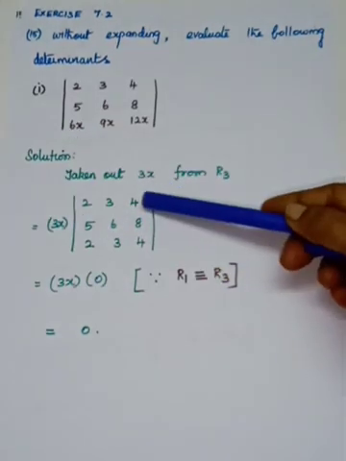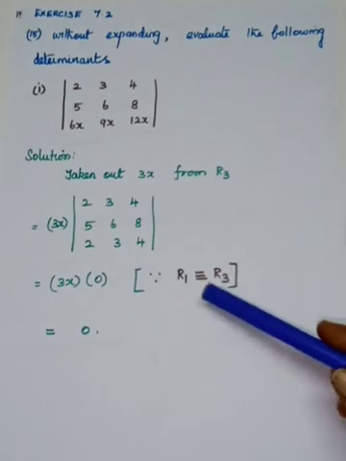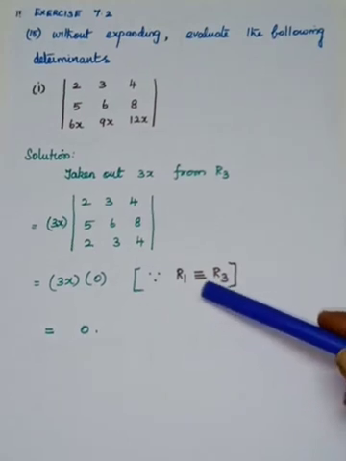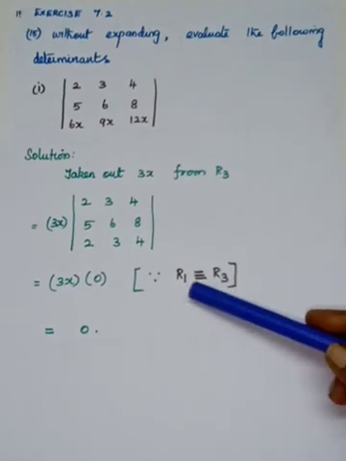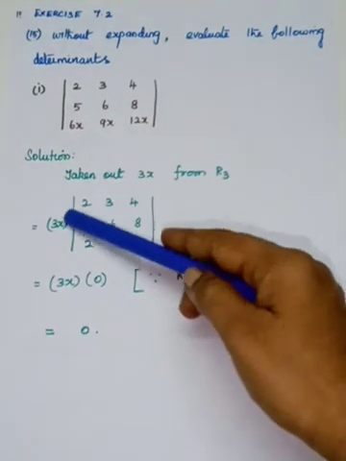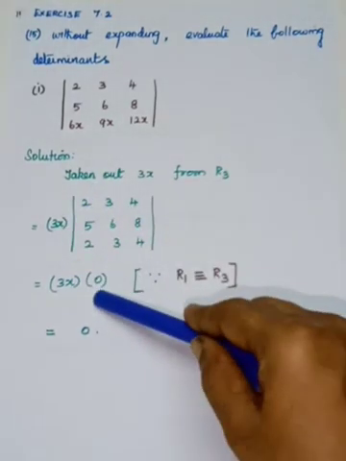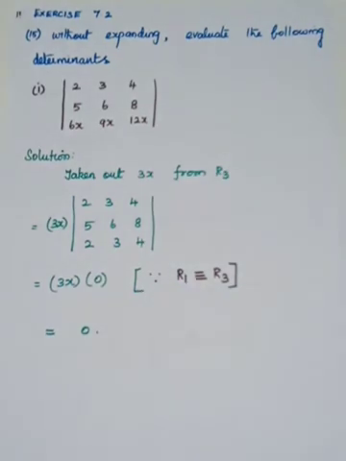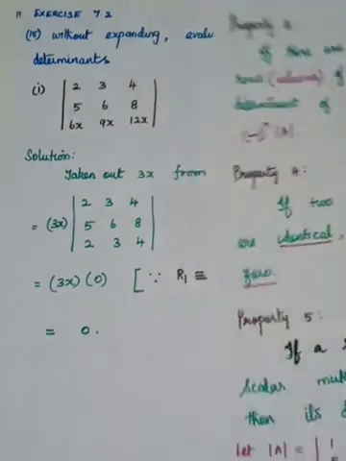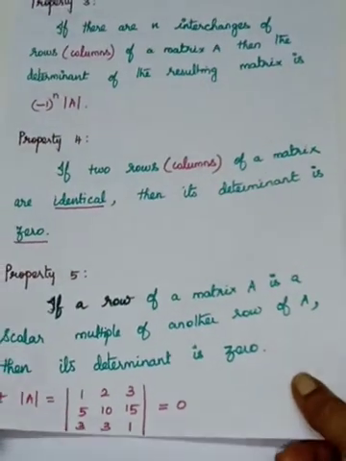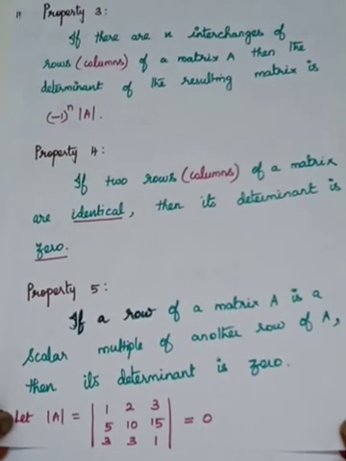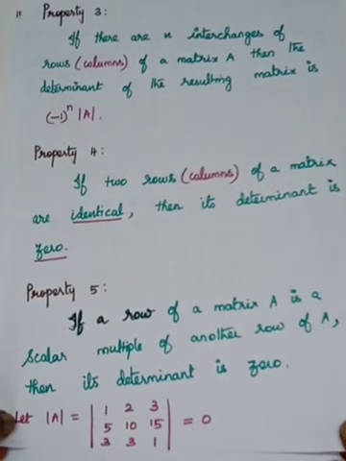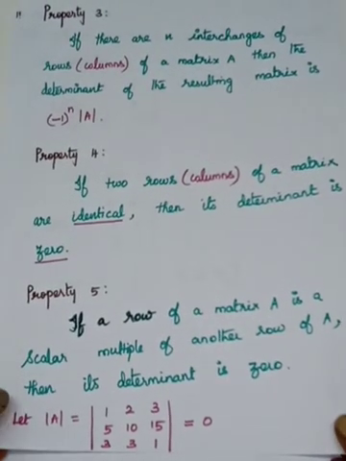How are they? R1 and R3 are identical. Identical means you can use this symbol. So if any two rows are identical, the value of the determinant is 0. So 3x into 0 is equal to 0. See that according to property 5: if a row of a matrix is a scalar multiple of another row of A, then the determinant is 0, as I have said.